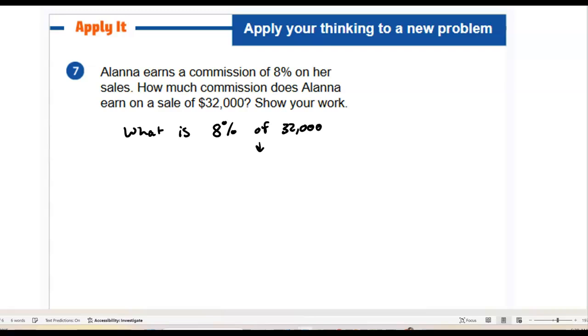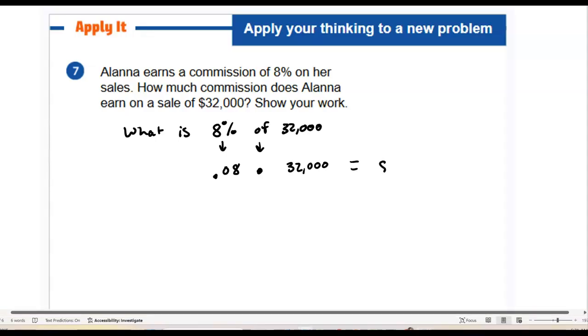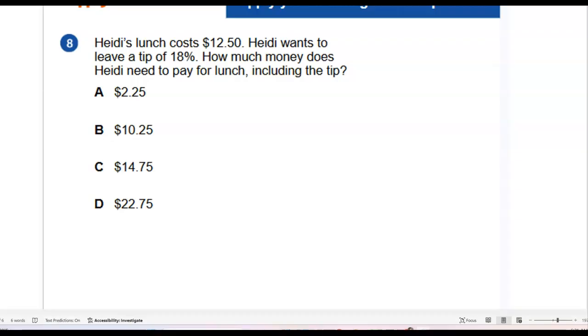Well, this word "of" we know means multiply, and 8% we know we change to a decimal, 0.08. So 0.08 times 32,000 should give us our answer. And Alana earns $2,560 if she sells $32,000 worth of items. Moving on to number 8.